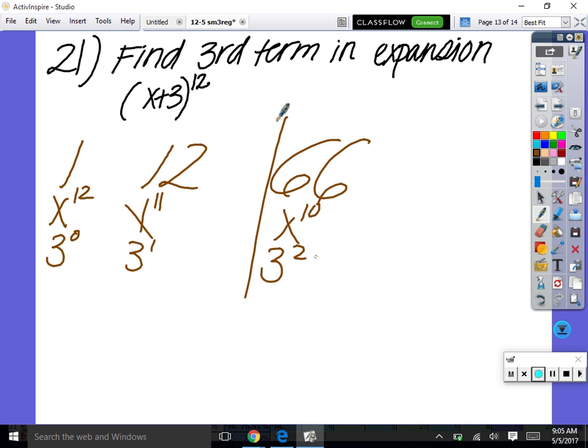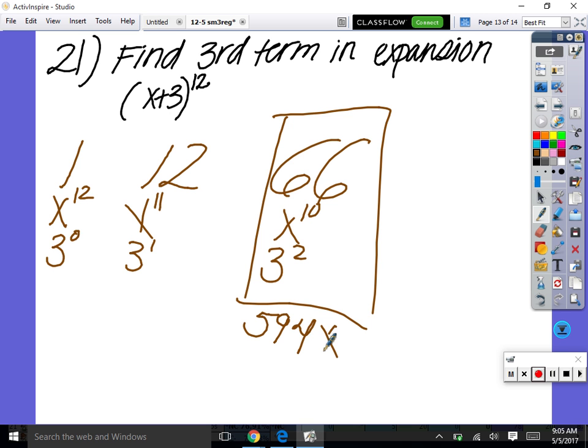So do you see how I'm only going to answer this, the third term in? I don't have to do it all out. 66 times 9 for me. 594 x10. That would be your answer. So if it only asked you for the fifth term in, I would have had to go 2 more terms. Does everybody see how easy that is, though? Cool. Okay.